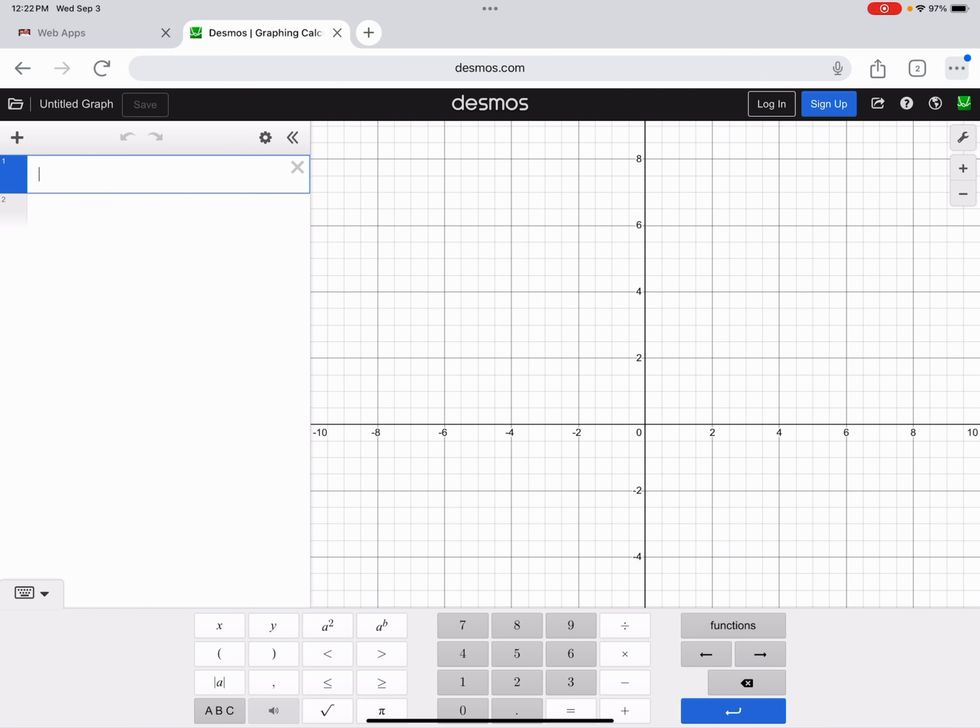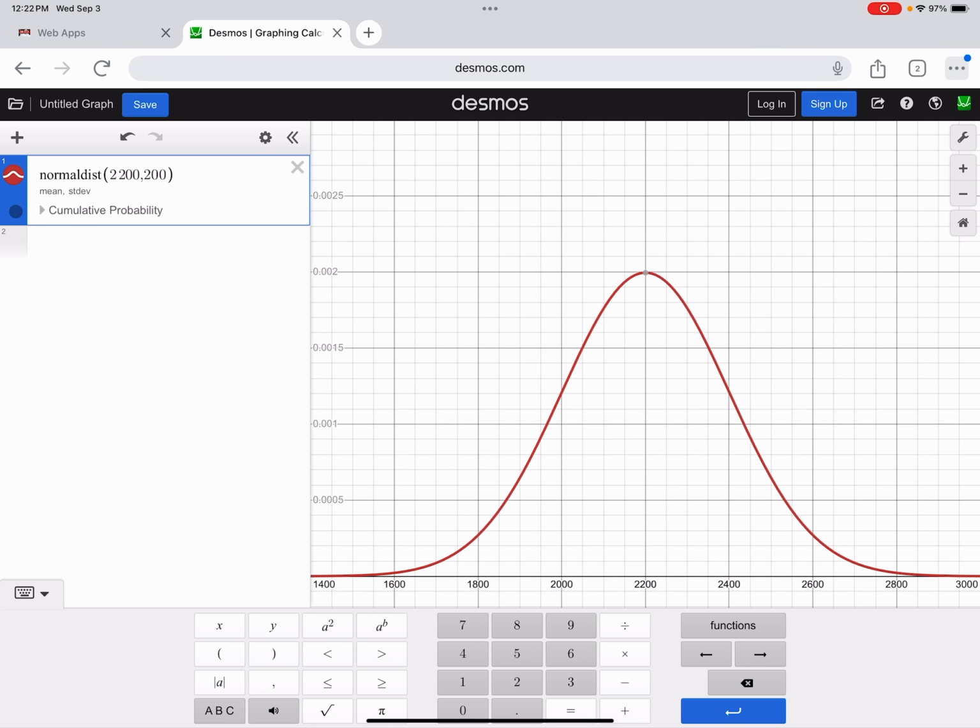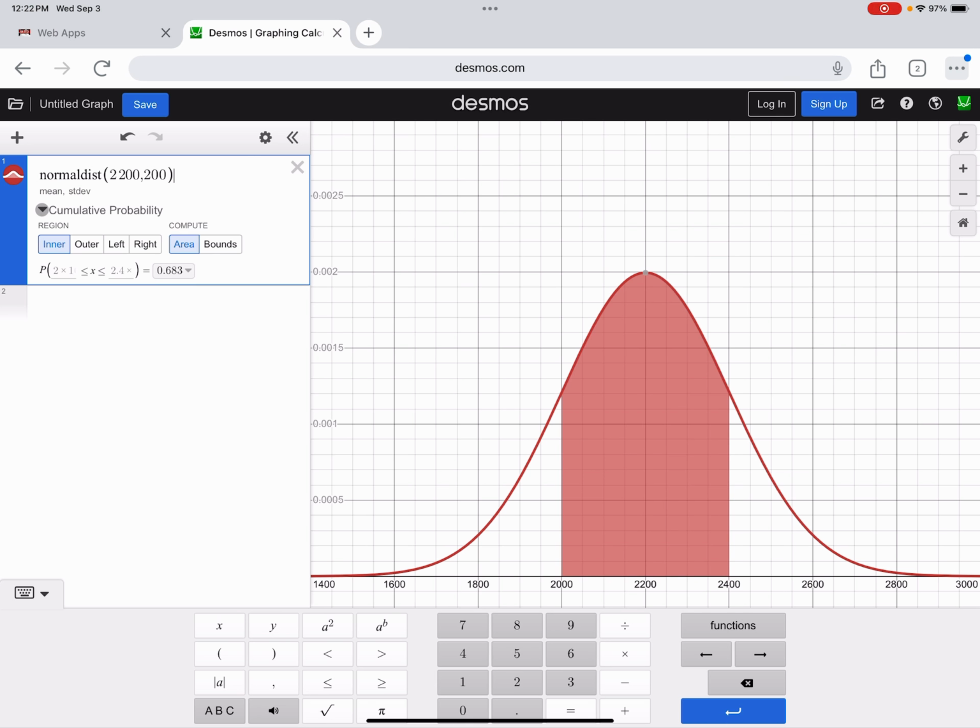Okay, so here in Desmos, we'll type in normal dist, and then we'll put in the mean, which we said was 2,200, and the standard deviation, which we said was 200. And then if I want to get a picture of the distribution itself, I can click on this little magnifying glass, and that'll zoom in. Notice that it's labeling this axis the way that we labeled it on our page, okay, which is kind of nice. And now if I want to compute the probability, I'll click on this little cumulative probability button.